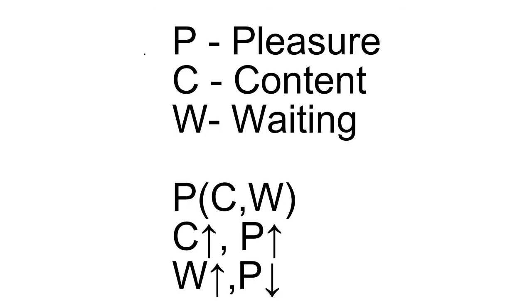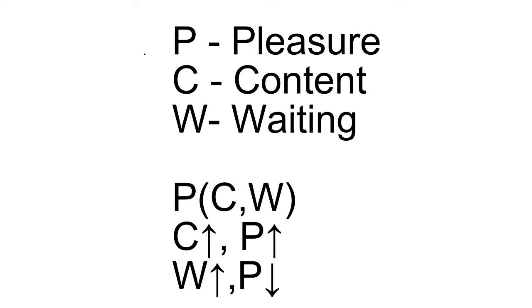Well, we can represent our pleasure with a utility function P that is a function of variables C for content and W for waiting. As content increases, pleasure increases. So as C goes up, P goes up. But as waiting increases, pleasure decreases. So as W goes up, P goes down. But pleasure is not equally affected by content and wait time. In fact, how pleasure is affected by content and waiting depends on the preferences of each individual person.